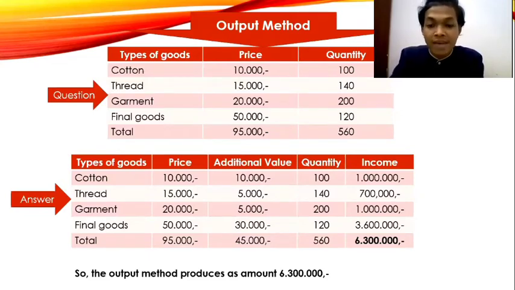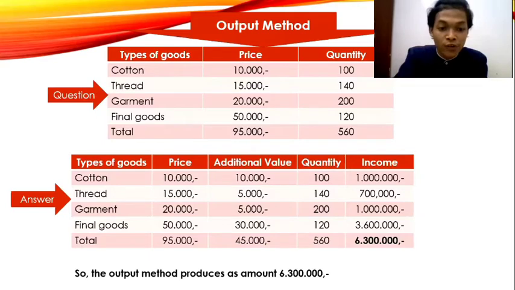So we have to total all the price and the quantity that the company produces. For the price, the company has a total of 95,000. For the quantity, I have 560. How can we answer by using this formula, I mean by using the output method or approach? So we have types of goods, price, and additional value, then quantity, next, income.